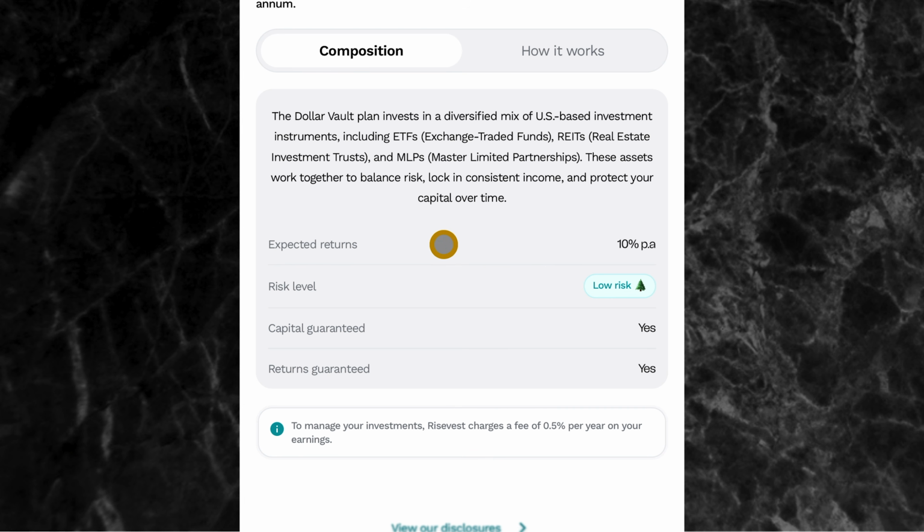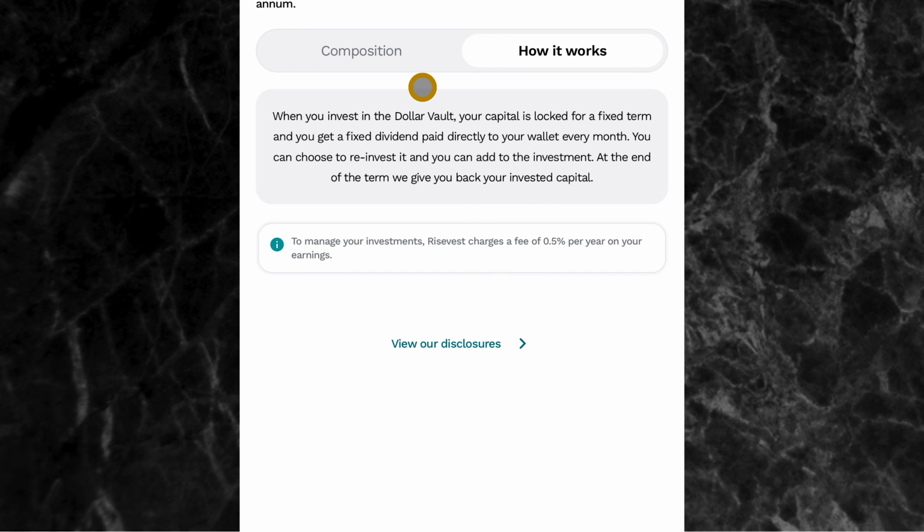And then the expected returns for this one is 10% too. The risk level is also a low risk investment. Capital guaranteed, yes. Returns guaranteed, yes. I'm sure you should know the meaning of this capital guaranteed and returns guaranteed now. And then if you come here to how it works, so this is where they will explain to you how the investment works.